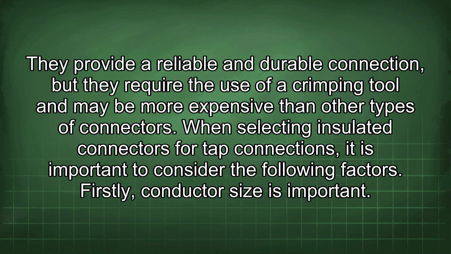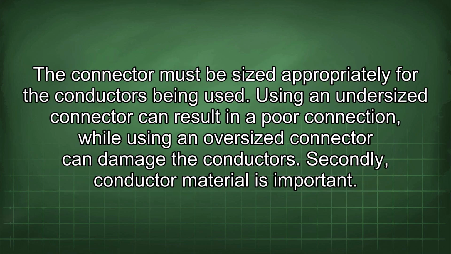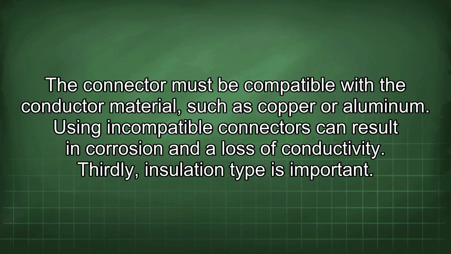When selecting insulated connectors for tap connections, it is important to consider the following factors. Firstly, conductor size is important. The connector must be sized appropriately for the conductors being used. Using an undersized connector can result in a poor connection, while using an oversized connector can damage the conductors. Secondly, conductor material is important. The connector must be compatible with the conductor material, such as copper or aluminum. Using incompatible connectors can result in corrosion and a loss of conductivity.